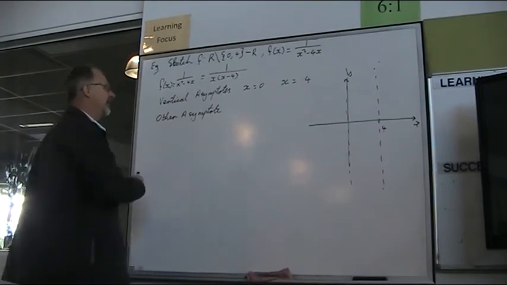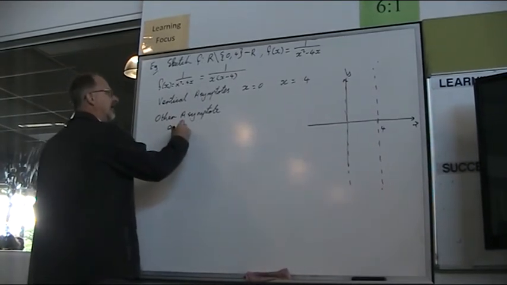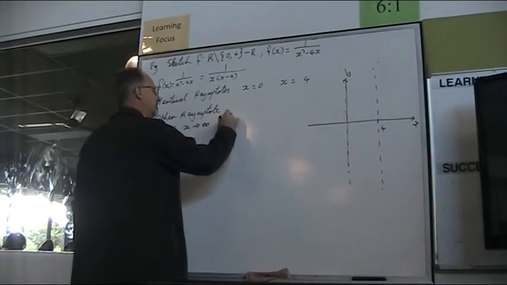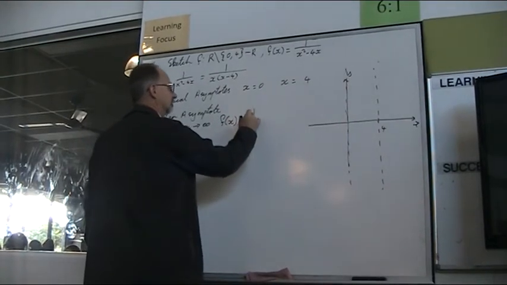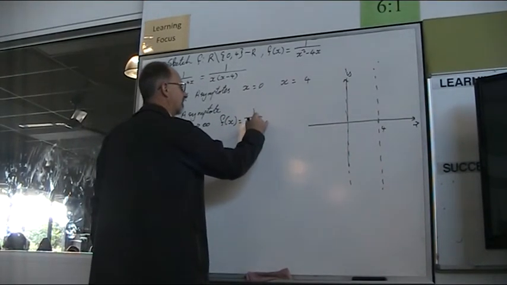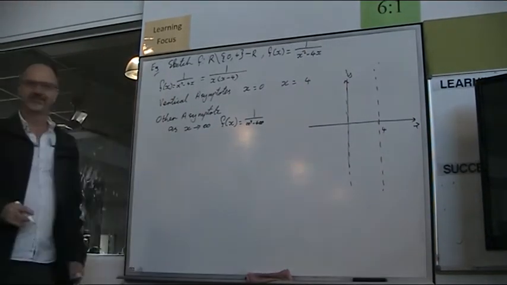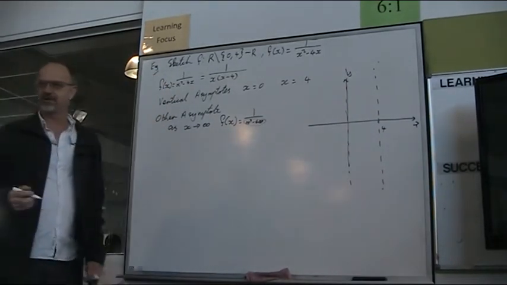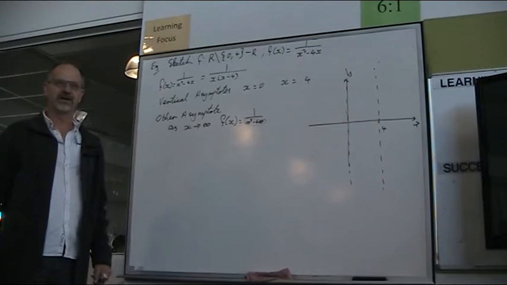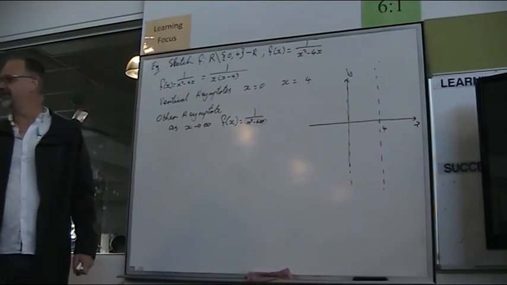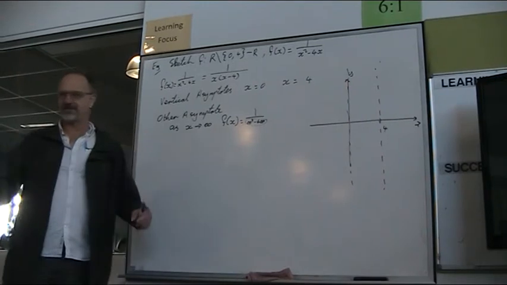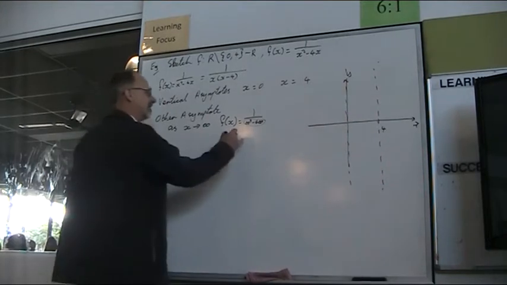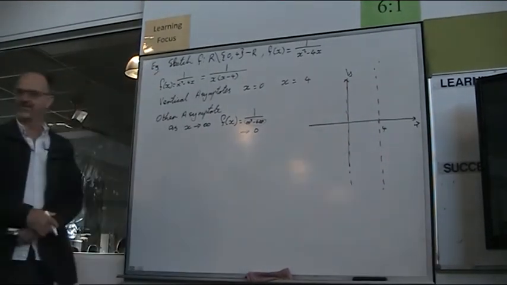All right, let's think about it another way then. As x goes towards infinity, what's going to happen to f of x? 1 over infinity squared minus 4 lots of infinity, what's that? A massive, huge, gigantic number. And 1 over a massive, huge, gigantic number is a teeny tiny number. So that's going towards 0, isn't it?